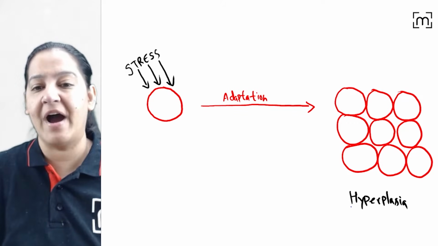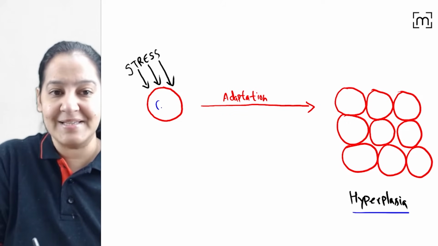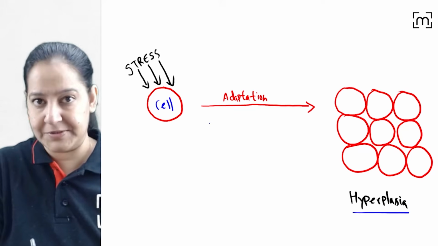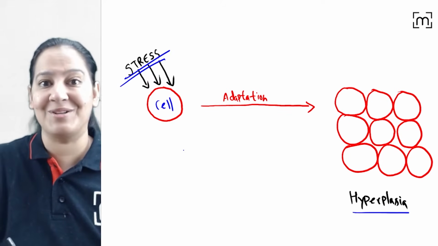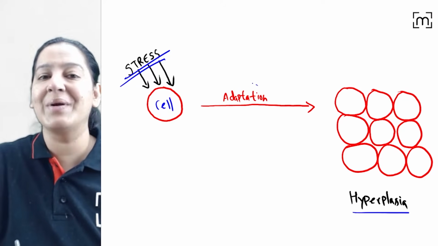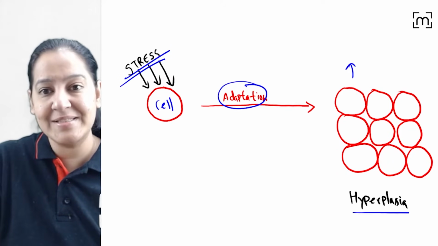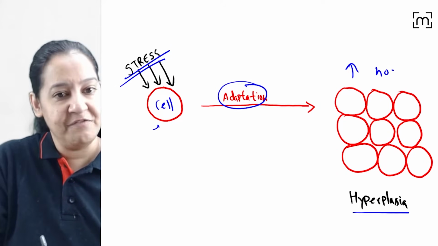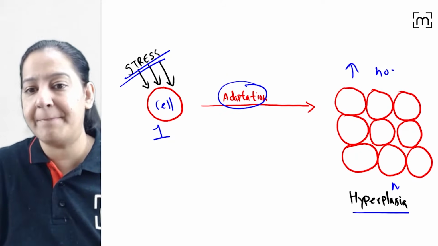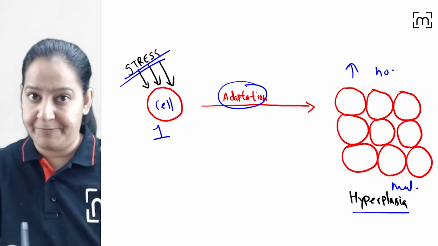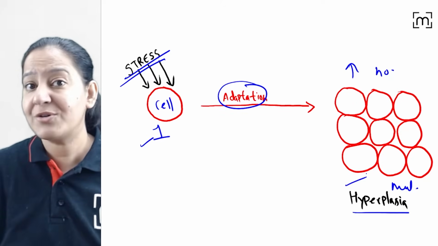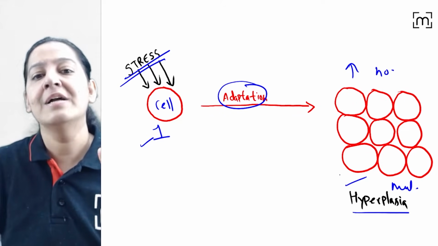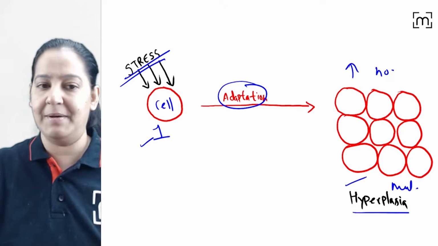This is the diagram of hyperplasia. You can see this is a cell. The cell is under homeostasis. But whenever stress is acting on the cell, the physiological or pathological stress, the cell does the adaptation by increasing in number. Here I can see one cell, here I can see multiple cells, but the size is the same. You can see the size of this cell is the same as that of all these cells. So size is not changing, but the number is increased. So that is hyperplasia. It is clearly visible in the diagram.